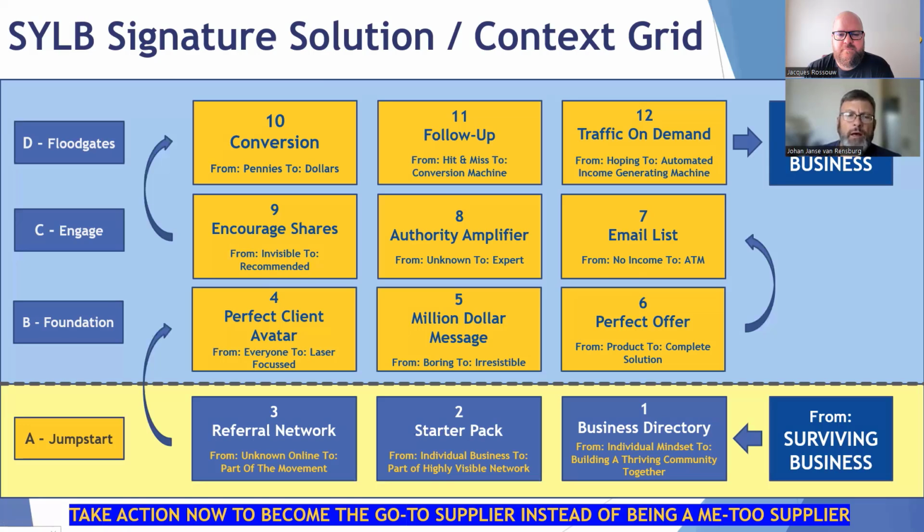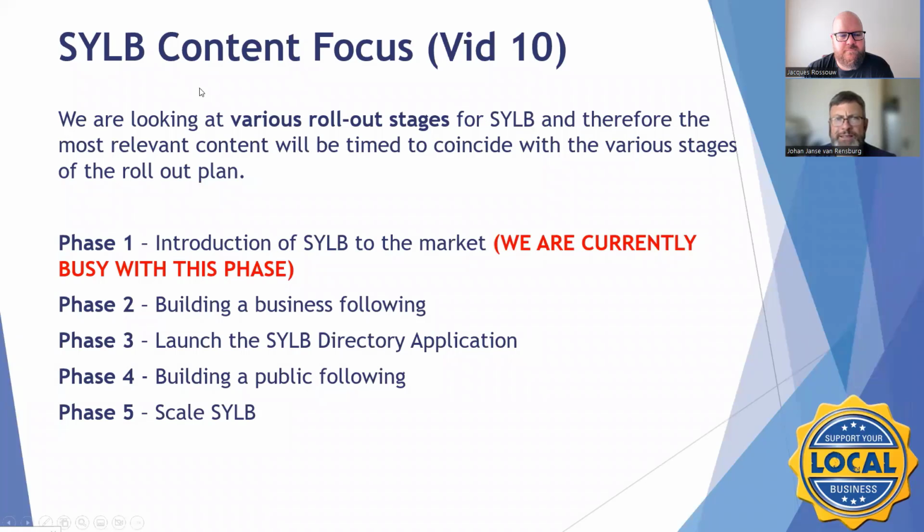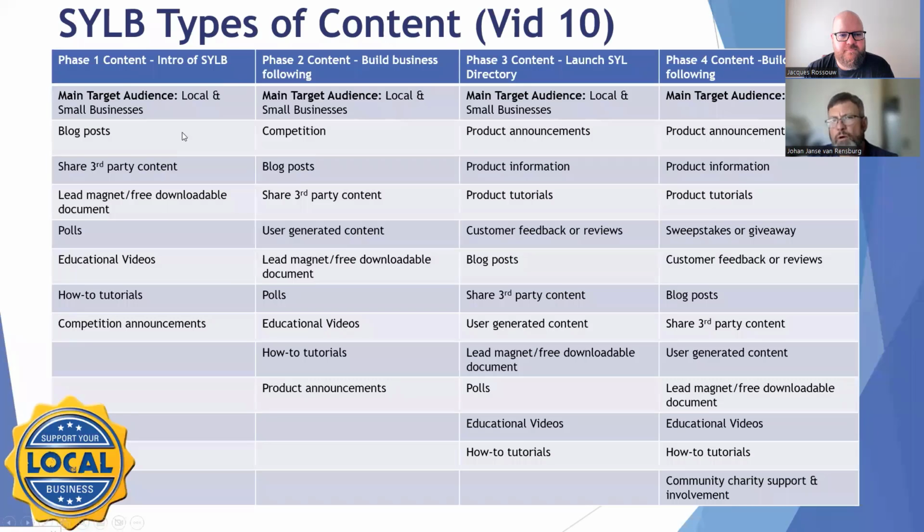So if we now go to, remember what we discussed last video, this is the content, and each one of the different phases that we find ourselves in with regards to support your local business will have different content. So these are the phases. Introduction, we are busy right now in introduction. So if we go now to the types of content, you see where phase 1 is. It says there, these are the types of content that we want to do. For phase 1, we identified those things.